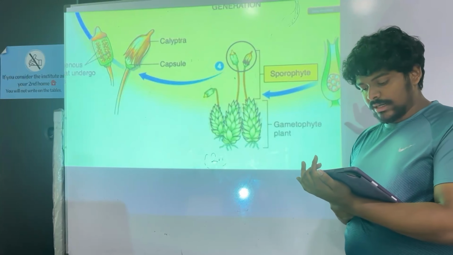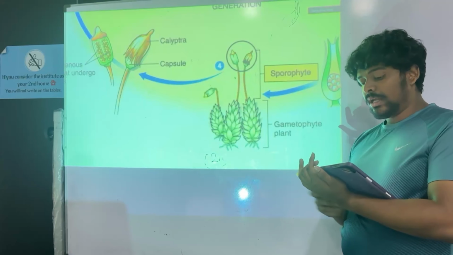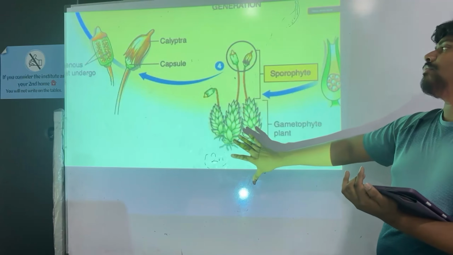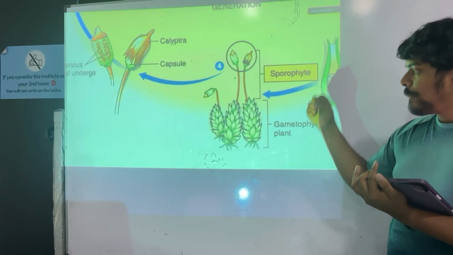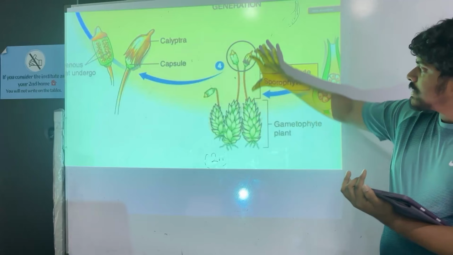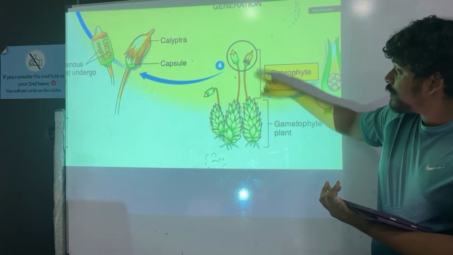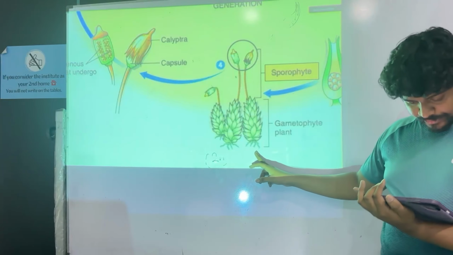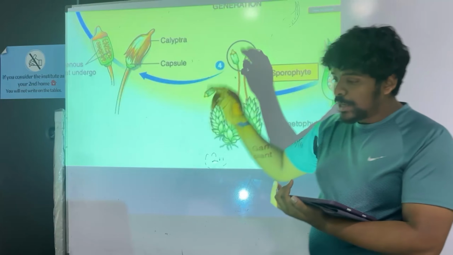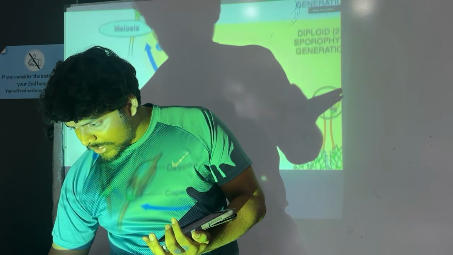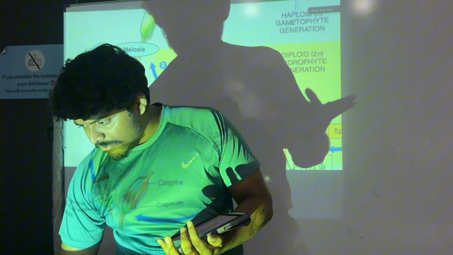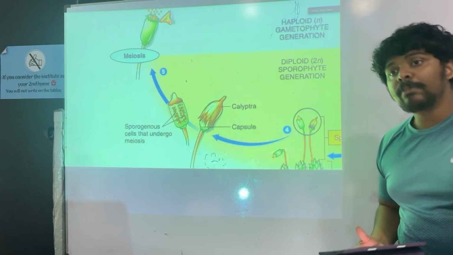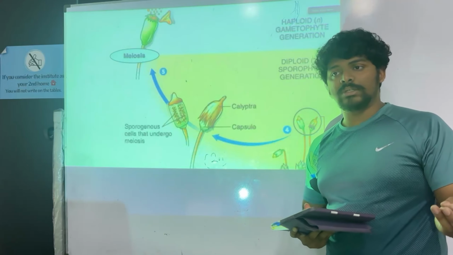The foot absorbs nutrients and water from the gametophyte. So this sporophyte remains attached to the gametophyte, obtaining nutrients from the gametophyte. This sporophyte has a foot, seta, capsule. The foot is involved in obtaining nutrients from this gametophyte. Then the capsule produces spores by meiosis. Inside the capsule you will have sporangia. That sporangia will have spore mother cells that will produce spores by meiosis or mitosis?